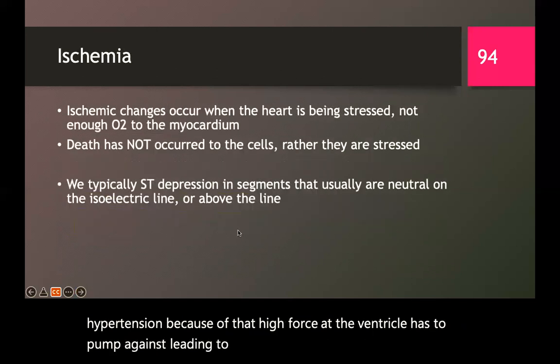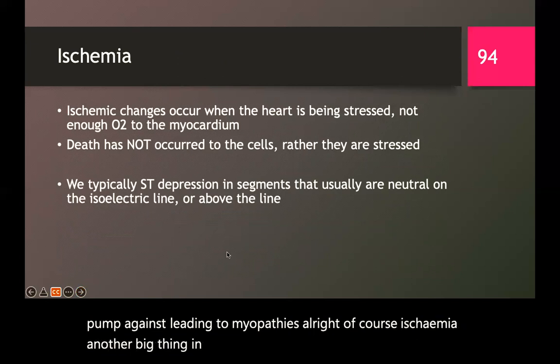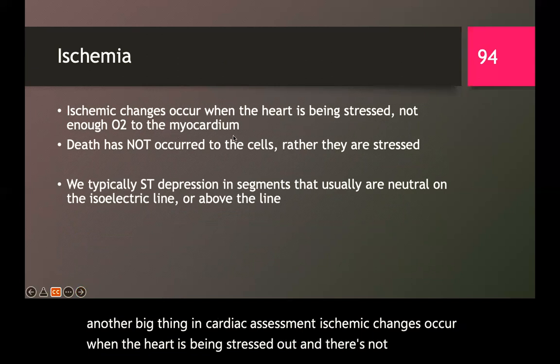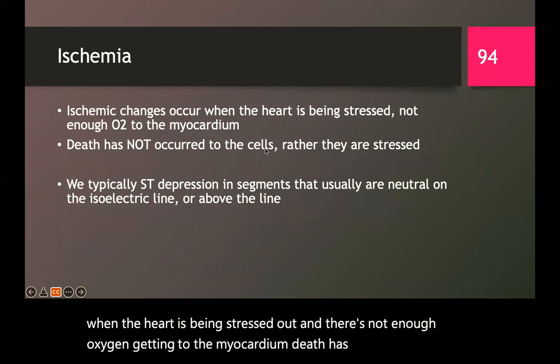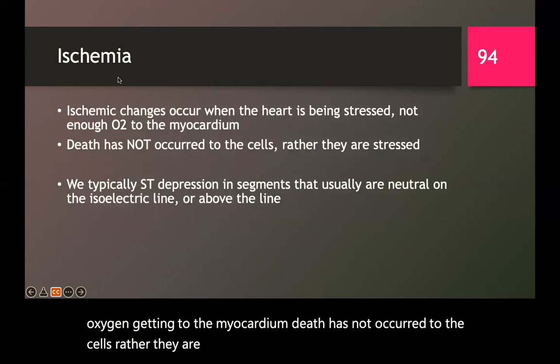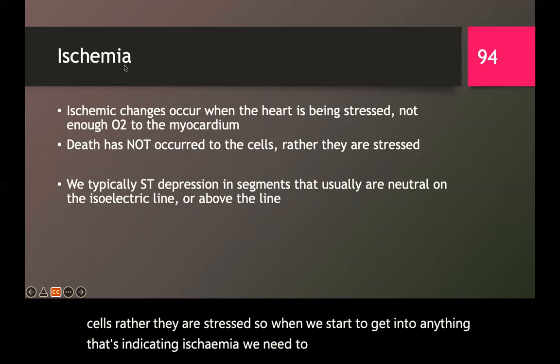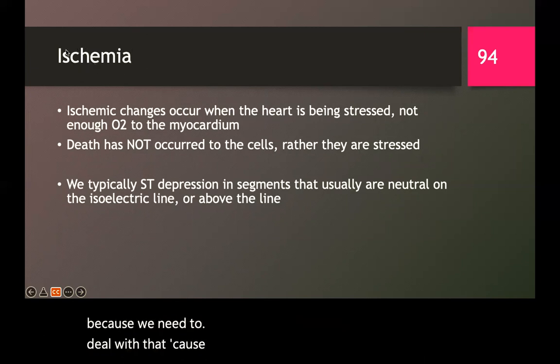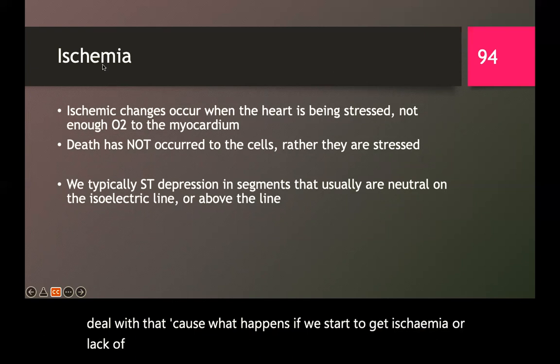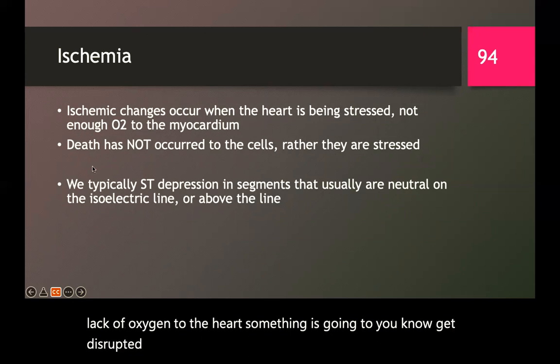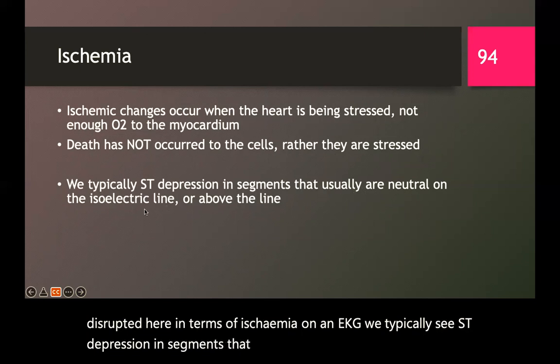Of course, ischemia, another big thing in cardiac assessment. Ischemic changes occur when the heart is being stressed and there's not enough oxygen getting to the myocardium. Death has not occurred to the cells, rather they are stressed. When anything indicates ischemia, we need to know, because we need to deal with it. If we get ischemia, or lack of oxygen to the heart, something is going to get disrupted. In terms of ischemia on an EKG, we typically see ST depression in segments that are usually neutral on the isoelectric line or above the line.